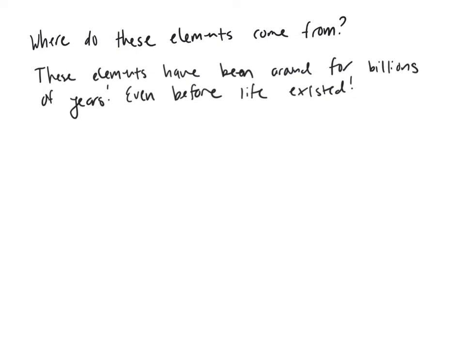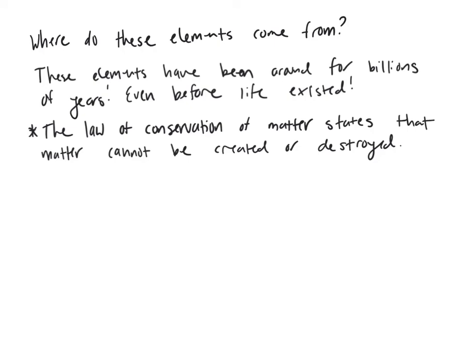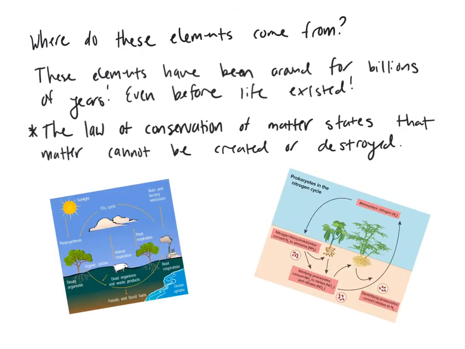How this is possible is that all of these elements keep getting recycled, and that is because matter can't be created or destroyed. So the atoms that make up organisms on Earth will eventually decompose and be recycled into the Earth after these organisms die. We're going to go more into things like the carbon cycle and the nitrogen cycle later on in the year in ecology. So for now, we're just going to leave it at the law of conservation of matter.